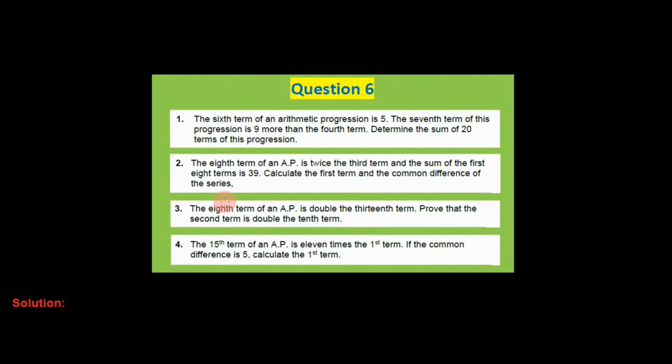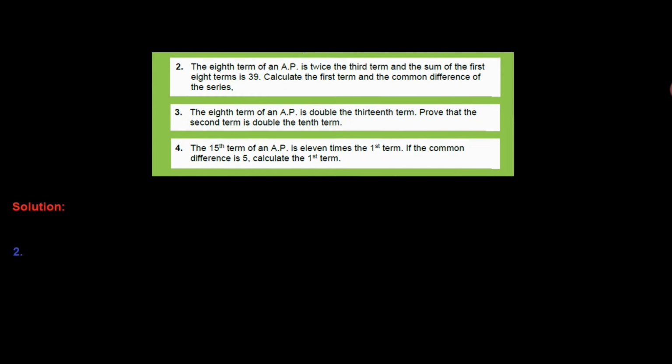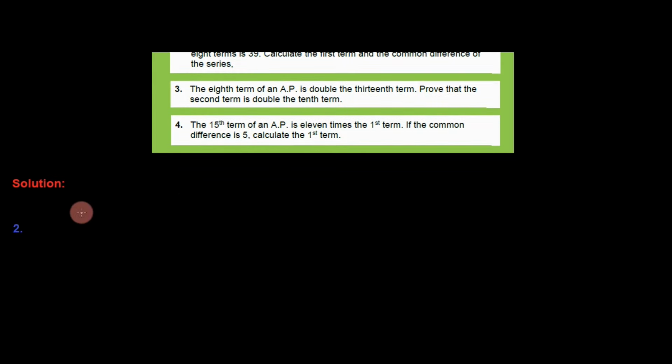The second question here says, the 8th term of an AP is twice the 3rd term, and the sum of the first 8 terms is 39. Calculate the first term and the common difference of the series. So we're going to convert the information into equations. The first bit of information says the 8th term is twice the 3rd term. So we're going to write that T8 is twice T3.